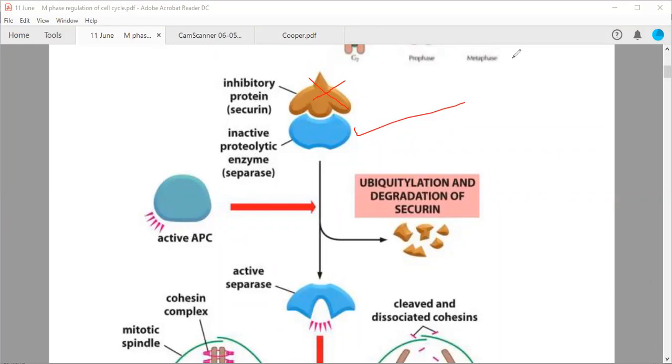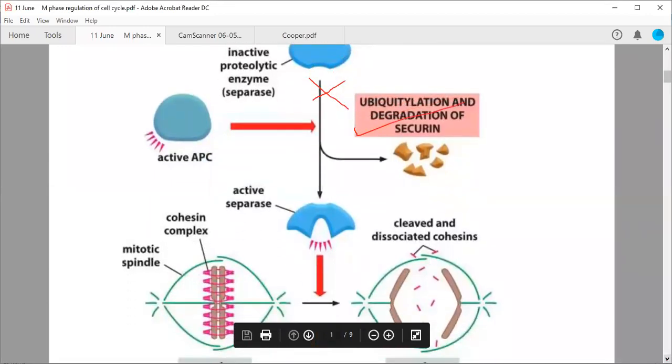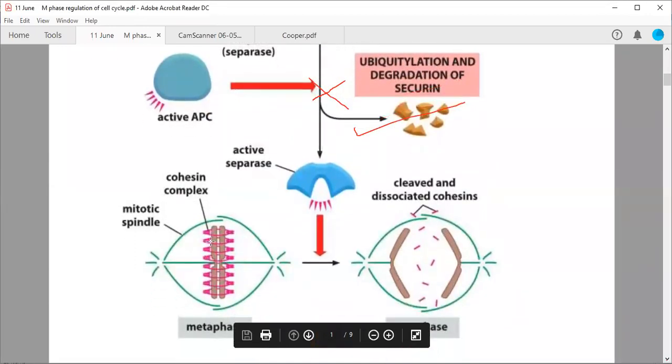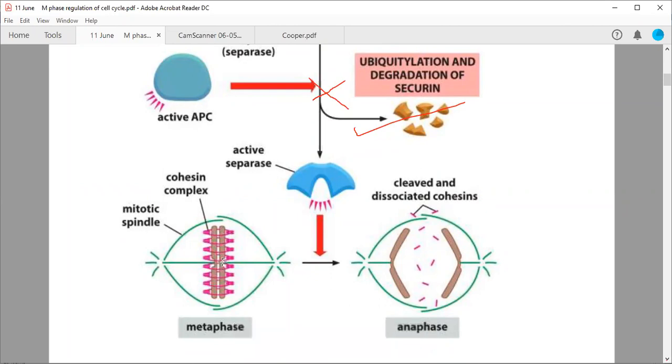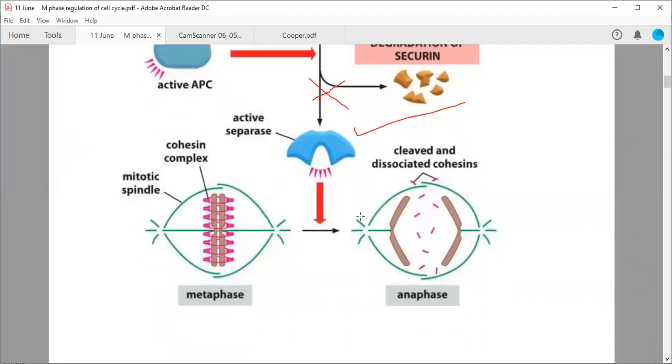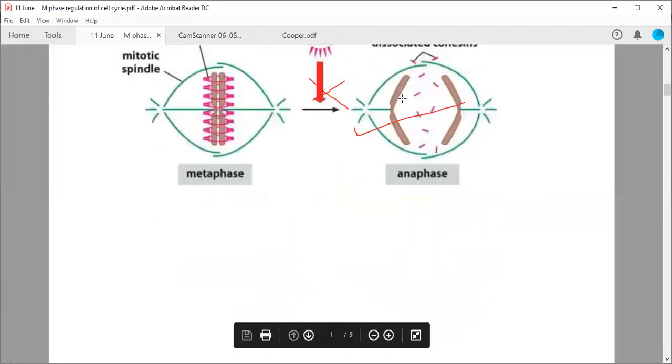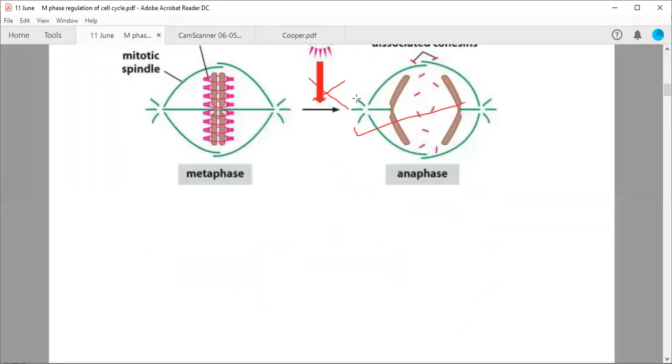So once it is activated, it will remove all these ring-like structures which are holding the sister chromatids together. Actually, they are showing too many rings in this particular diagram, but when the chromosomes are compact, these rings are generally present in this portion where they are holding two sister chromatids together. Okay, so this cohesin complex should be broken down with the help of this saprase enzyme. Once they are broken down, the two sister chromatids will be separated and they will start moving towards the opposite poles.